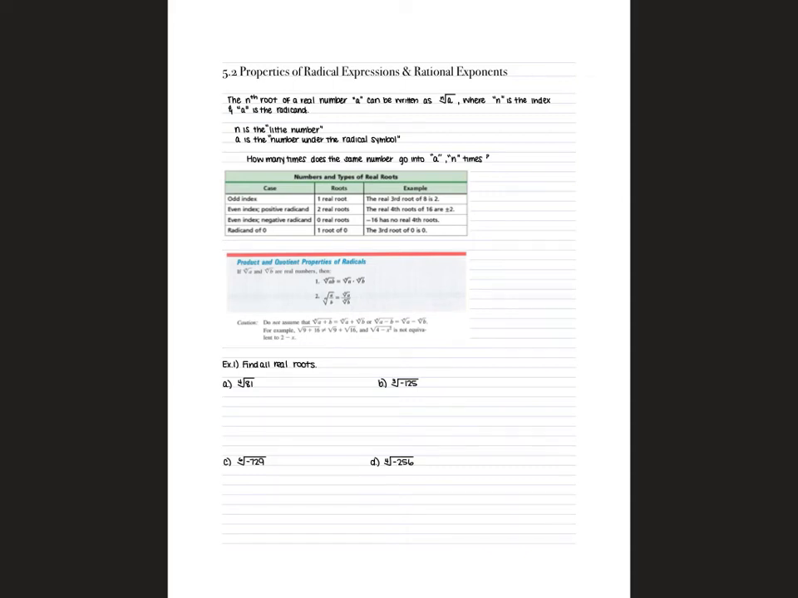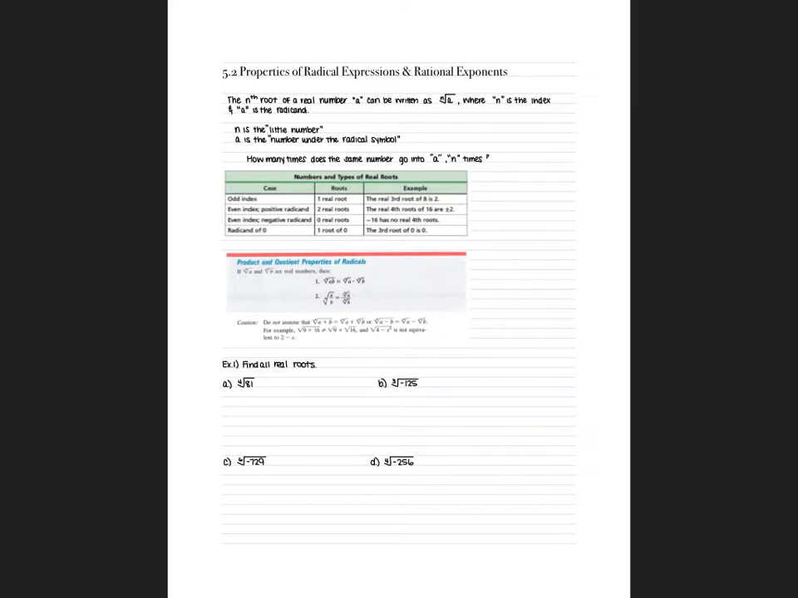5.2, properties of radical expressions and rational exponents. When we are dealing with these radicals, we're dealing with roots. So we have the nth root of a number. The n is the index, that's the little tiny number on the outside of the radical sign. And the a, the number underneath the radical sign, is your radicand. So n is the little number, a is your number underneath the radical sign. The whole idea is you want to find the number that goes into the a n times.